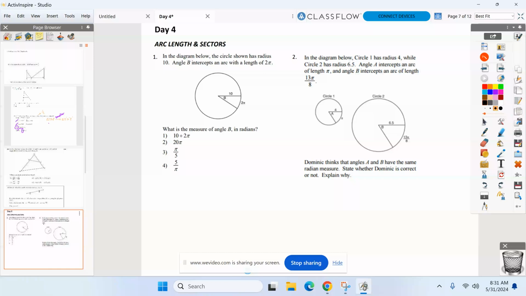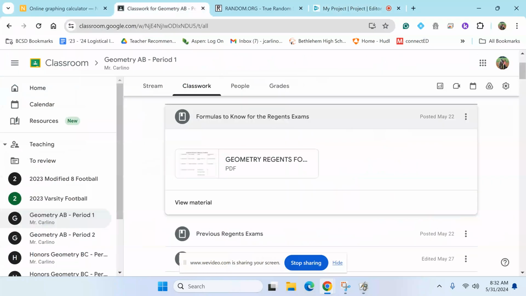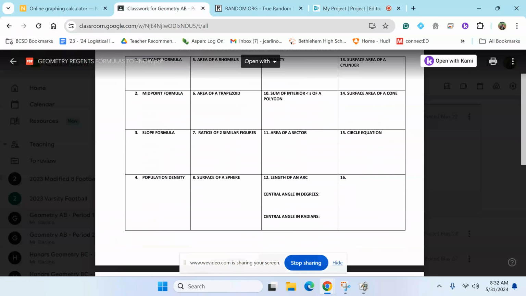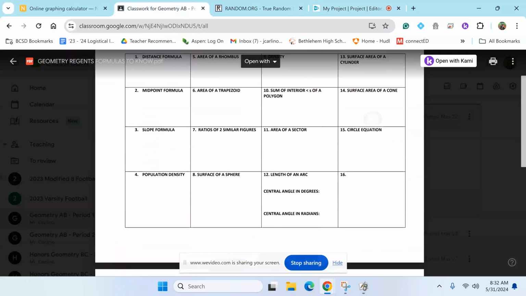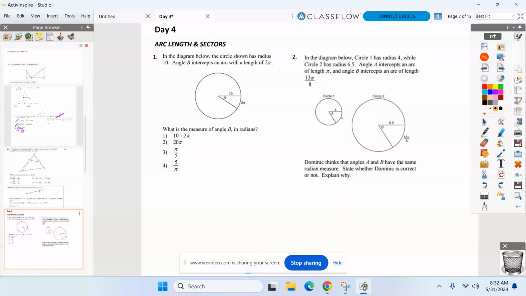Okay, length of an arc. Again, I want to remind everybody, I probably will end up printing these out because that's how I go. Up on Classroom, formulas you need to know for the Regents exam is up there. And there they are right there, 15. Formulas you need to know that are not on your reference sheet, and one of them is arc length. So let's review that formula right now because it probably will show up.